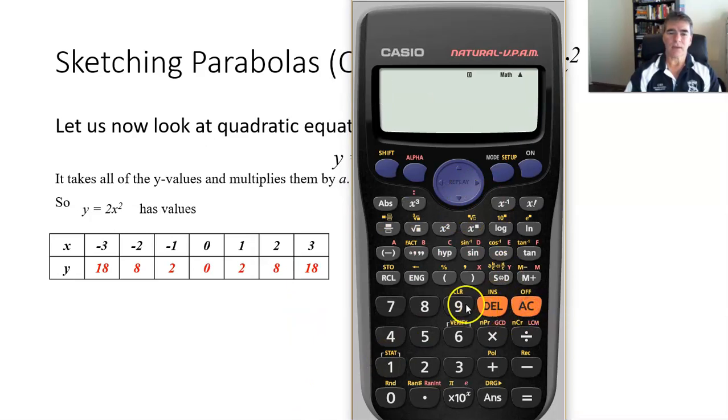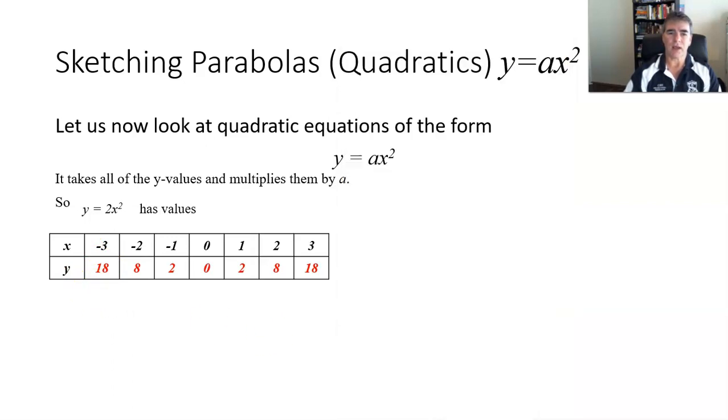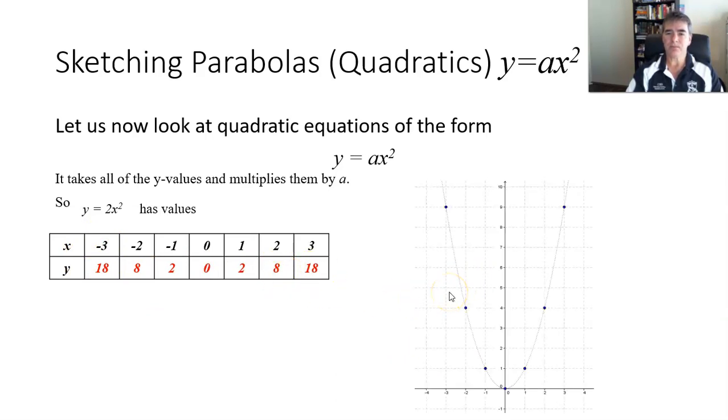Let's clear all of that. And we could have 2 times, remember putting in our grouping symbols, negative 3, and then square it, and you'll see that we get our result of 18. So again, I was just showing you quickly what we could do on our calculator, making sure you be careful with the negatives when you're substituting. And then we go and plot those points on a Cartesian plane.